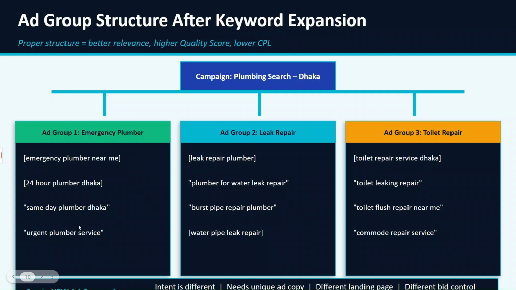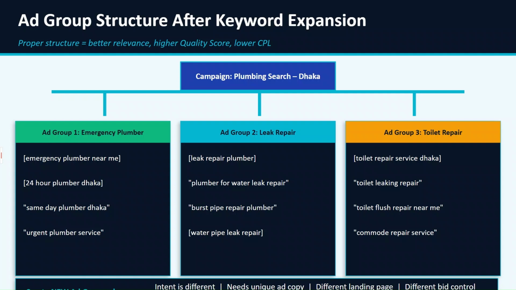Emergency type. And ad group two is leak repair. All the water leak and pipe keywords go there. Ad group three is toilet repair. All the toilet-specific keywords go here. So why does this matter? Because when your keywords and your ad copy match perfectly, Google gives you a better quality score, and better quality score means lower cost and a higher ad position.